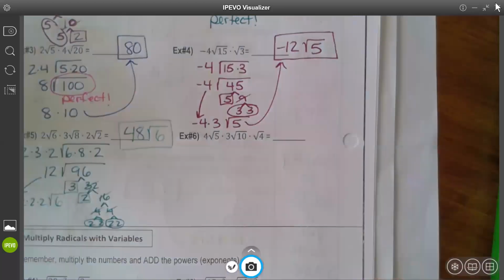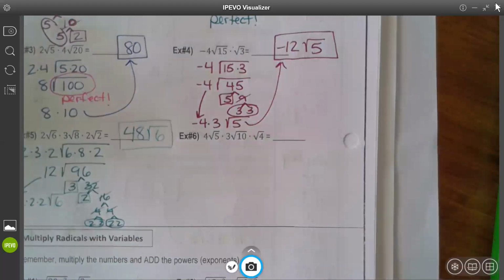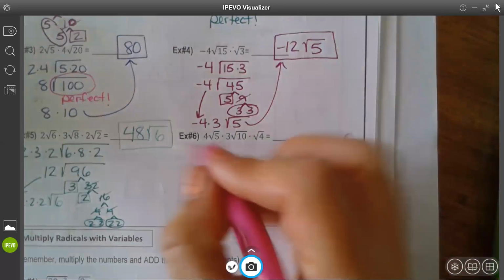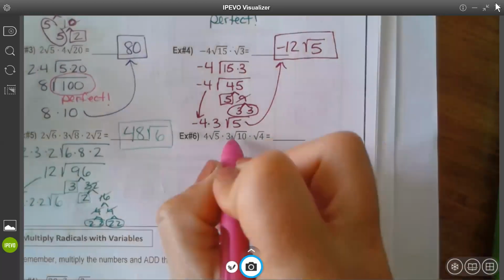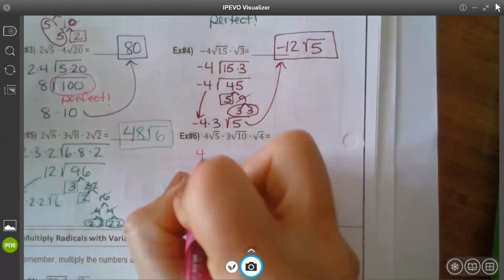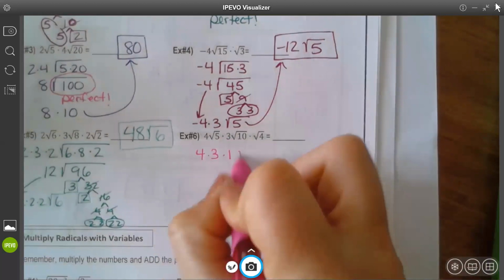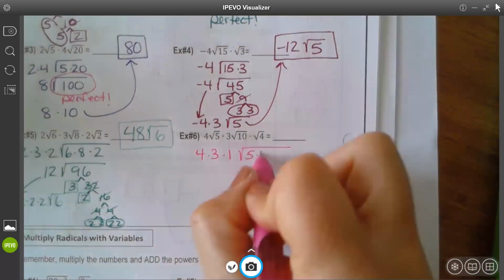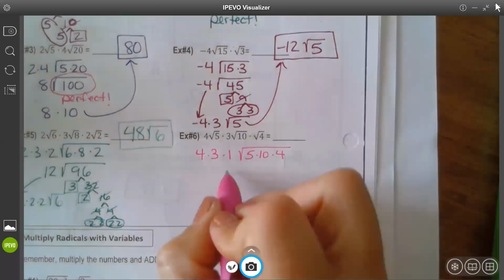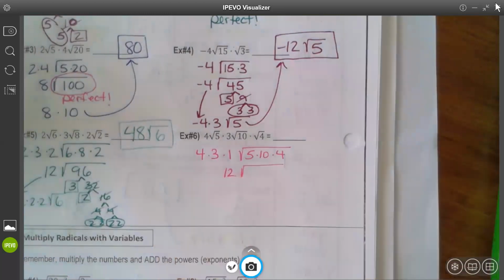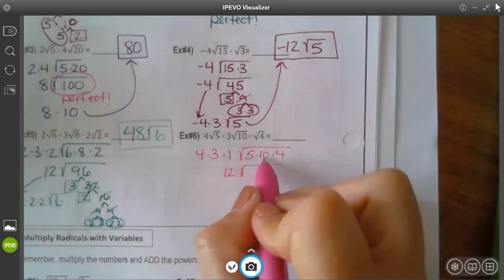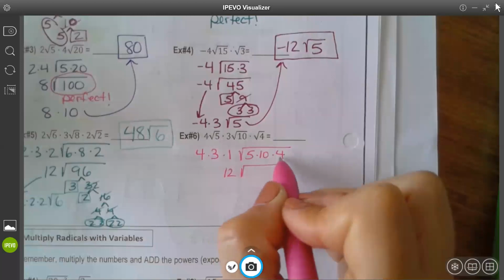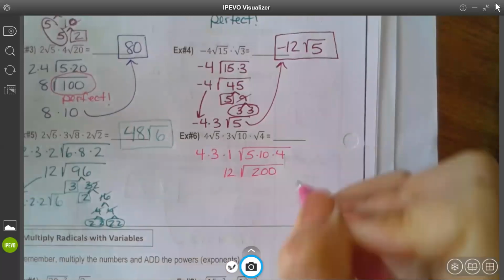All right, number 6. If you're not pausing me and working ahead, you should definitely be pausing me here and working ahead on this one. Outside, square root, square root, square root. Okay, go. Outside numbers, 4 times 3 times 1. Inside numbers, 5 times 10 times 4. So we're going to have 12 on the outside. 50 times 4 is 200.